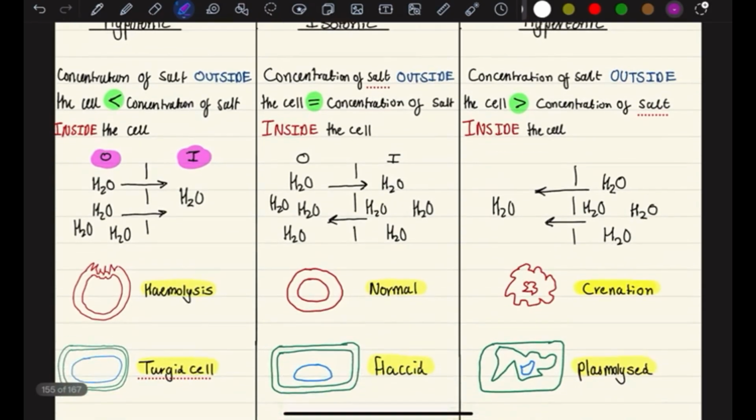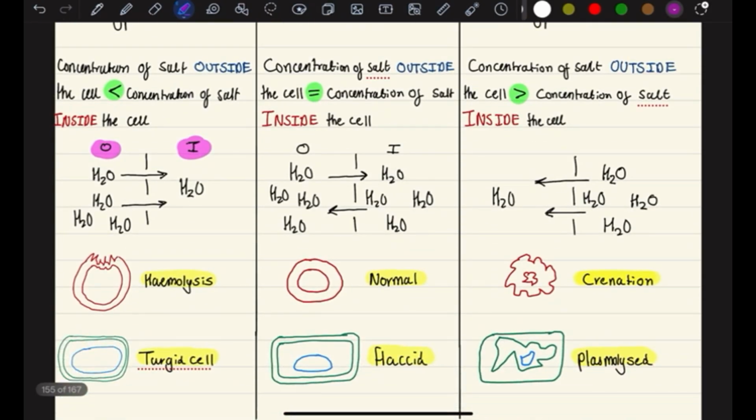What's the consequence of that? Hemolysis and a turgid cell. So again, we need to think about the properties of cells. That plant cell has a very thick cell wall made out of cellulose, yeah? So it's not going to burst. The red blood cell doesn't have a cell wall. That will burst. Hence why you can have hemolysis there, and you'd only get a turgid cell here.